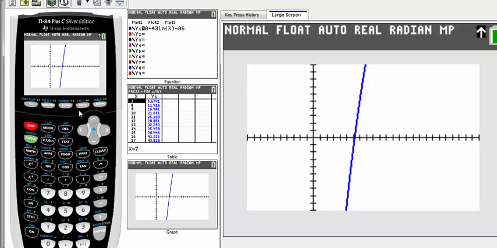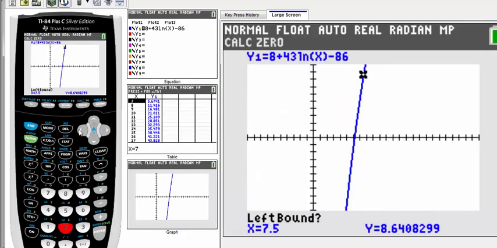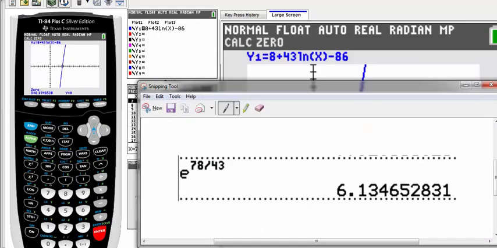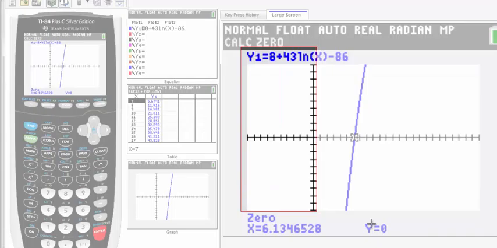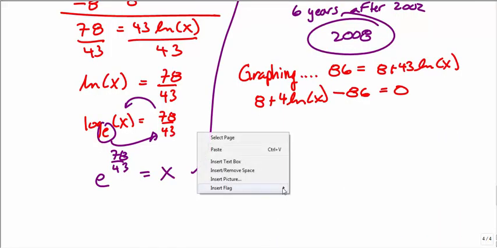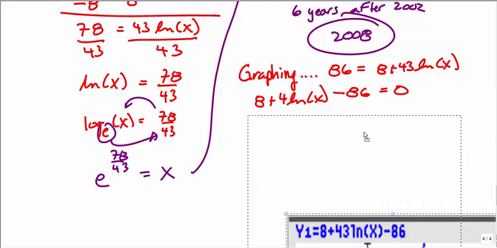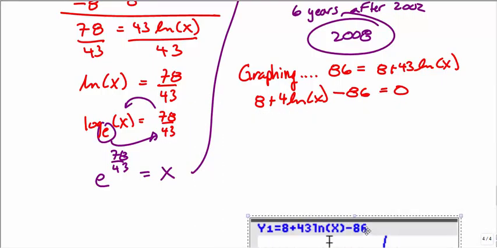Let's go ahead and do second calc. Let's choose option 2 to find the 0 of my function. Now I need to be to the left, and right now that star is to the right. So let's hit enter once we get it to the left, enter once we get it to the right, and find our solution. So you can see here that we have 6.13 for my solution, which I think is exactly what we have up above.